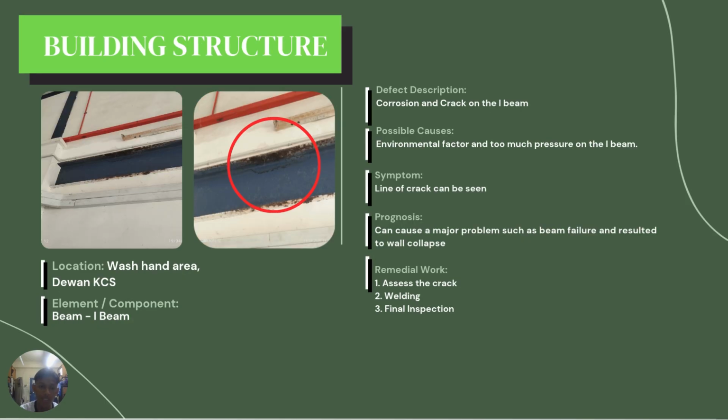Now moving to building structure. Okay. This defect I found at wash hand area at Dewan KCS. The element is beam and component is I-beam. Defect description for this defect is corrosion and crack on the I-beam. Possible causes: environmental factor and too much pressure on the I-beam. The symptom: line of crack can be seen. Prognosis can cause a major problem such as beam failure and resulting in wall collapse. So remedial work for this defect is assess the crack, then welding, and lastly final inspection.